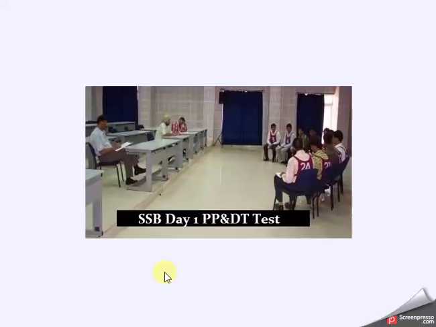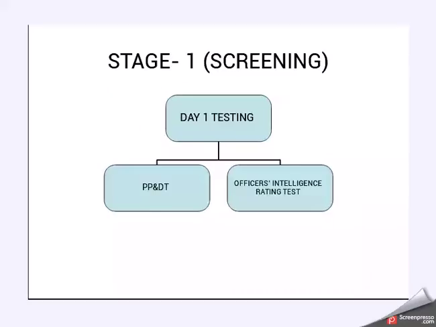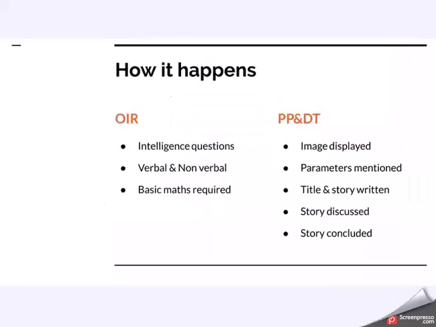First of all, let me tell you what are the tests that are conducted on day 1 of testing. On day 1 of testing, the first test that is conducted is the verbal and non-verbal reasoning. This is generally taken up to test your officer intelligence rating. After this test, the next test that is conducted is the picture perception and discussion test, broadly known as PP&DT. So this is the screening stage, stage 1, and we see that there are two tests, PP&DT and officer intelligence rating. Now how does this test happen?